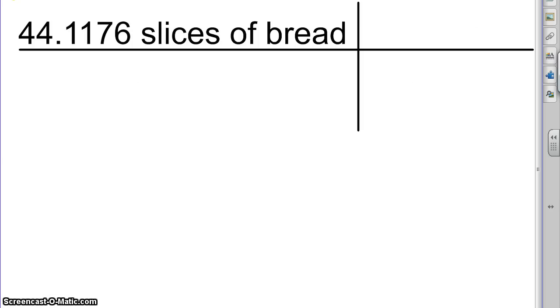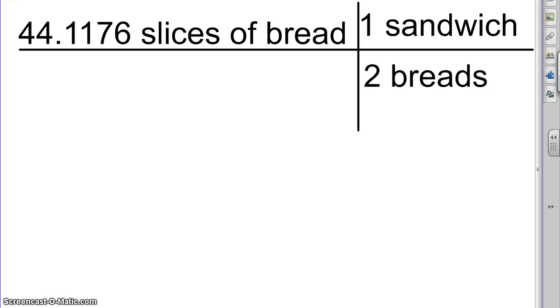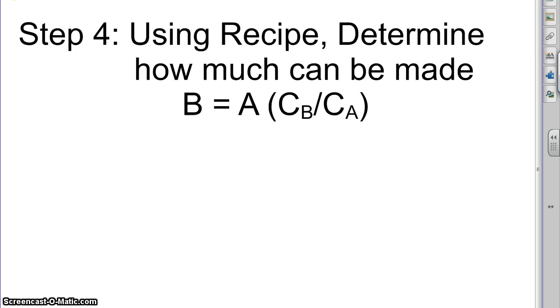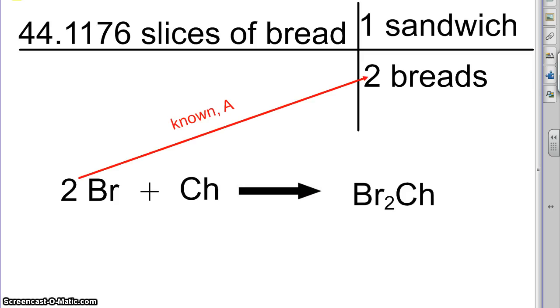So what does that look like? Well, let's go back to our conversion here. We have 44 slices of bread, and we have one sandwich per two breads, and we kind of know that intuitively, but where did that come from? Well, here's our recipe. On the bottom, we have these two breads, which is our known thing. That is our A, and that's on the bottom. So if we go back to our coefficient, A here is on the bottom. It's in the bottom of the ratio, and that's why right there.